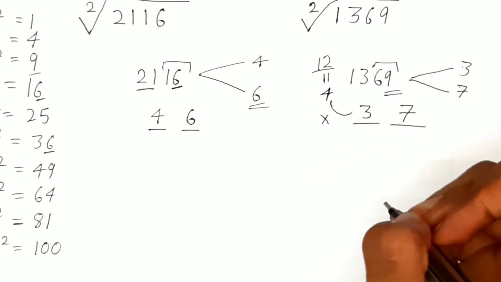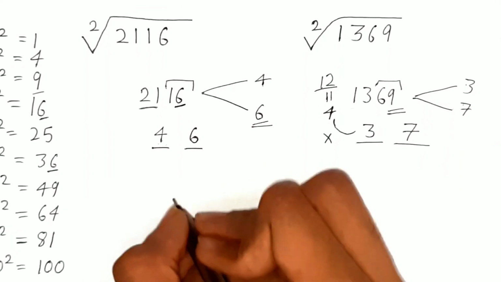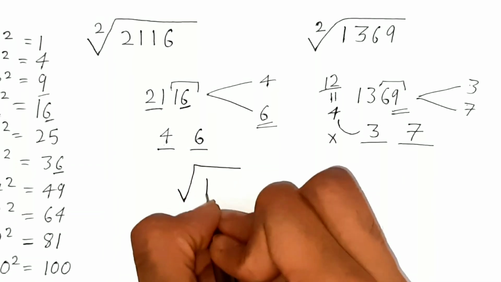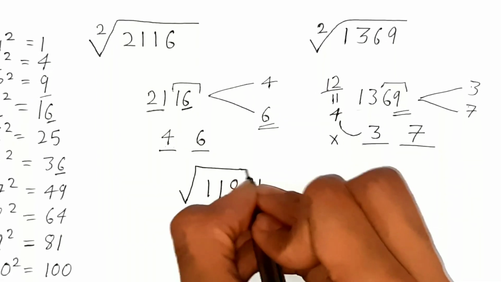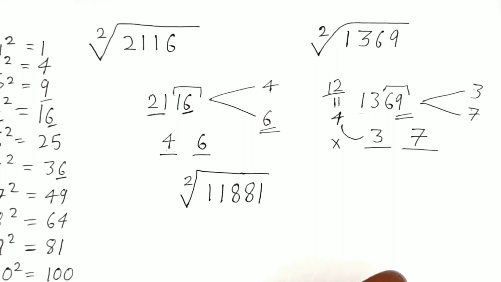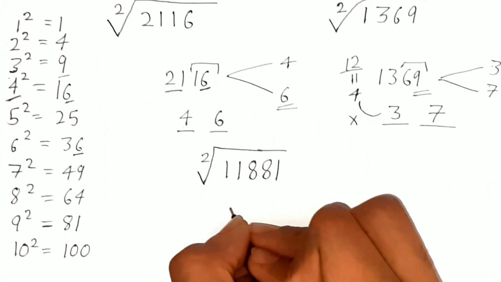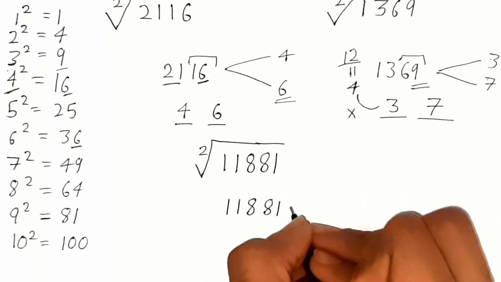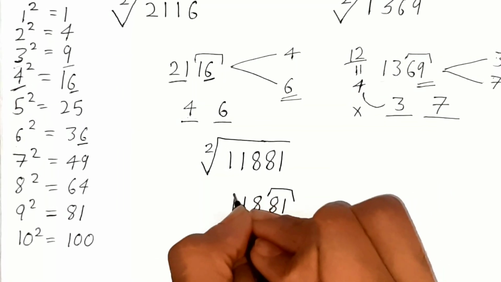Now let's try an even bigger number. Let's take the square root of 11881. Really big number, but still we'll apply the same method. We'll divide the number into two groups, with the first group containing two digits from the right and the rest of the digits in the second group.